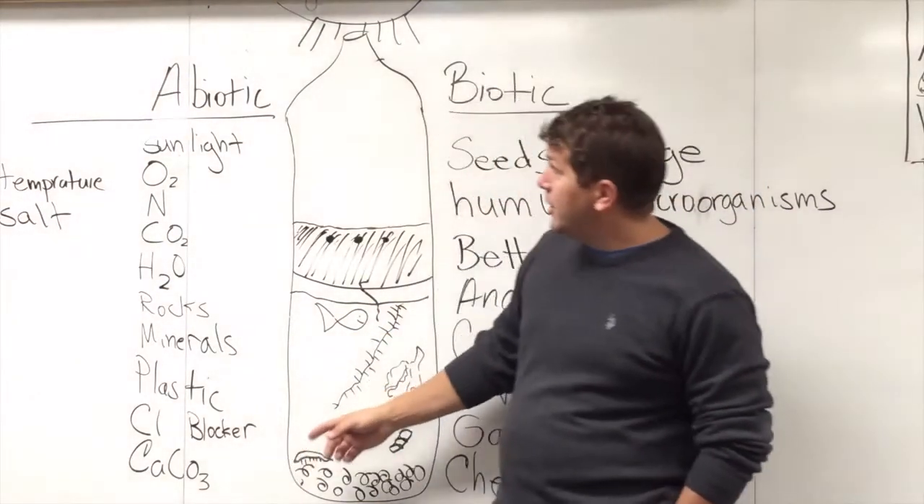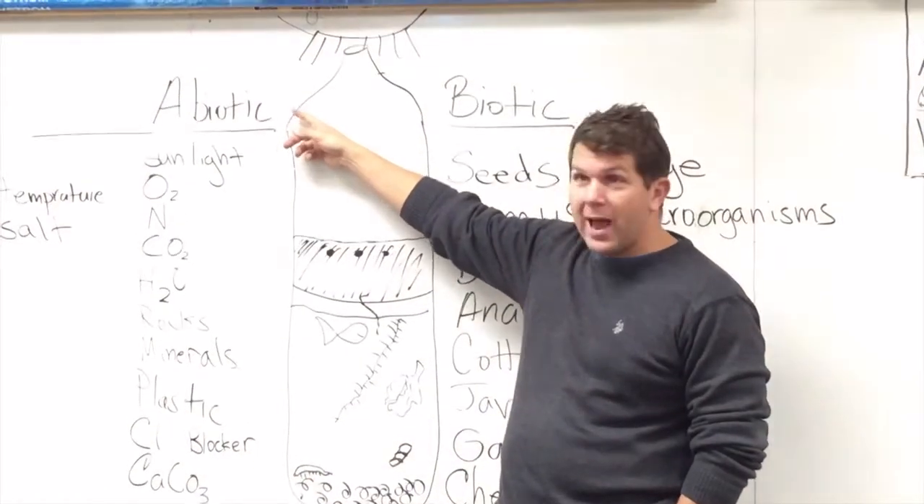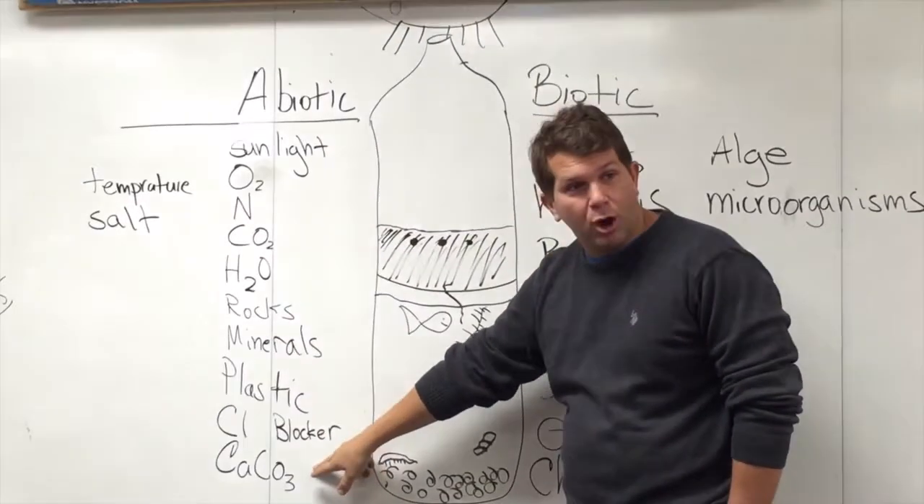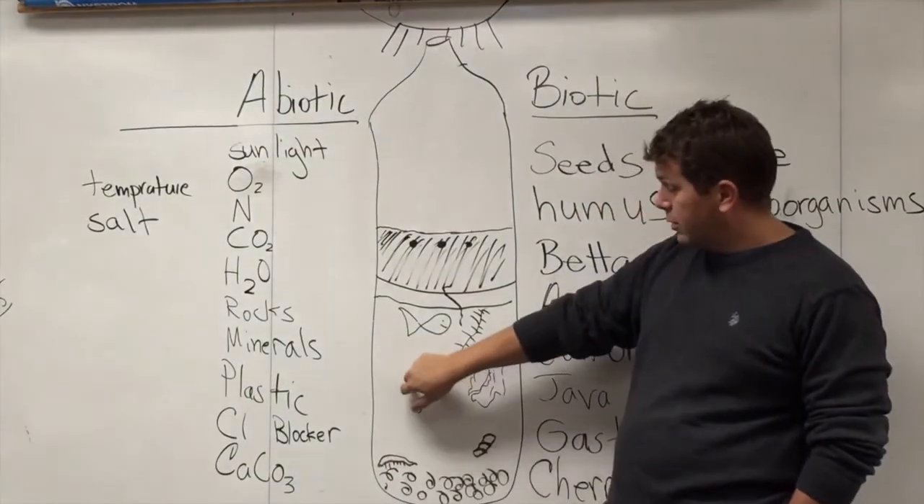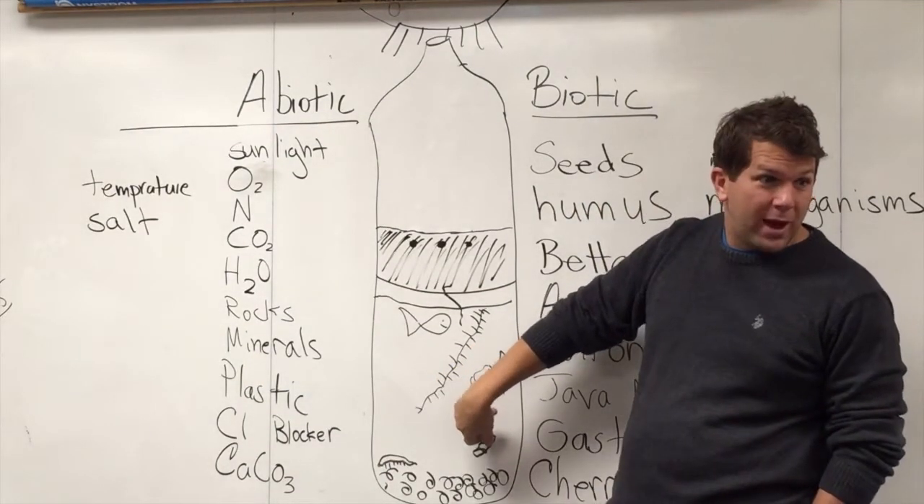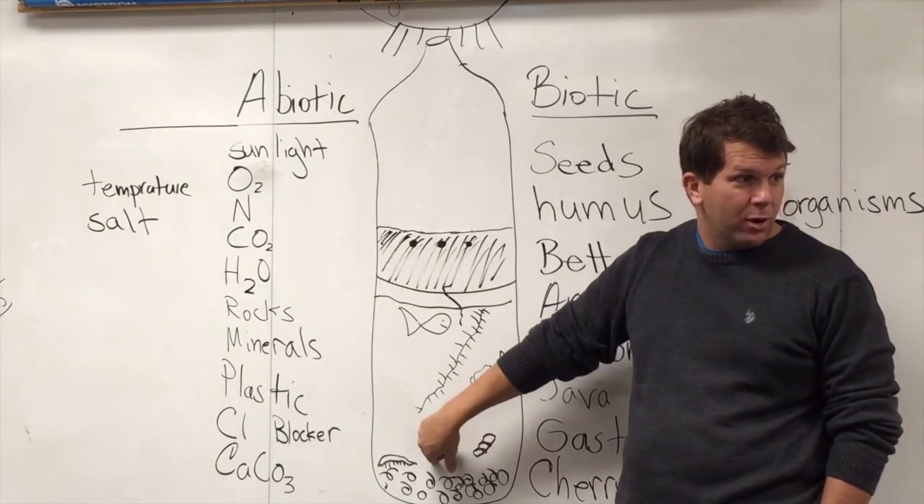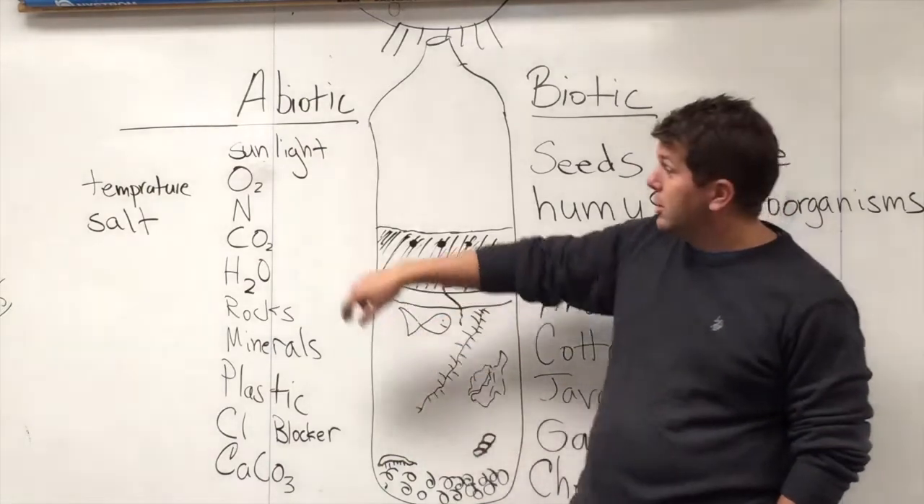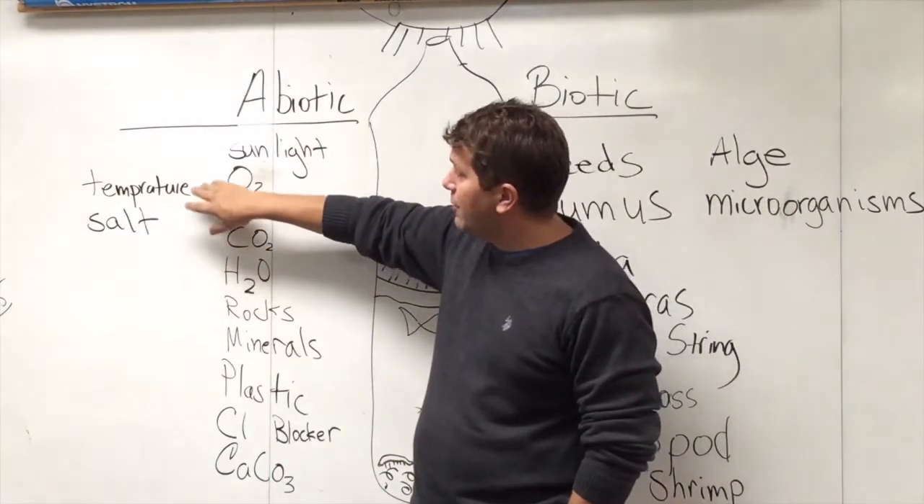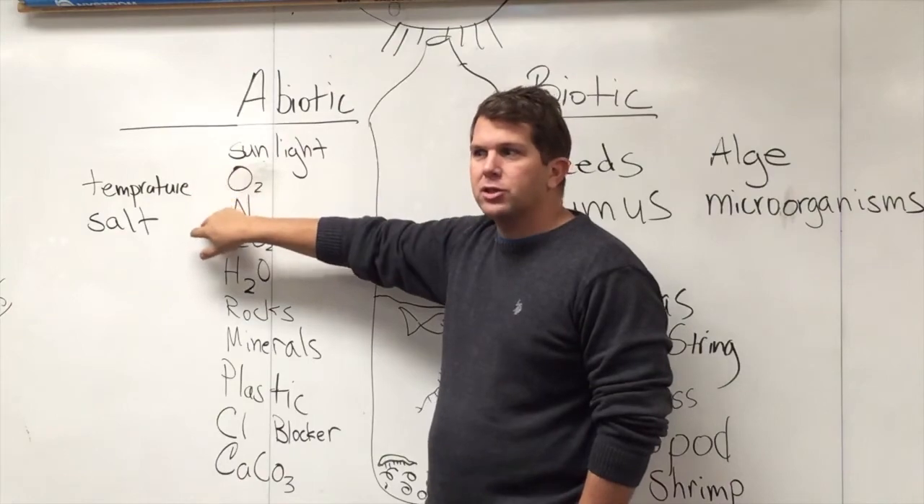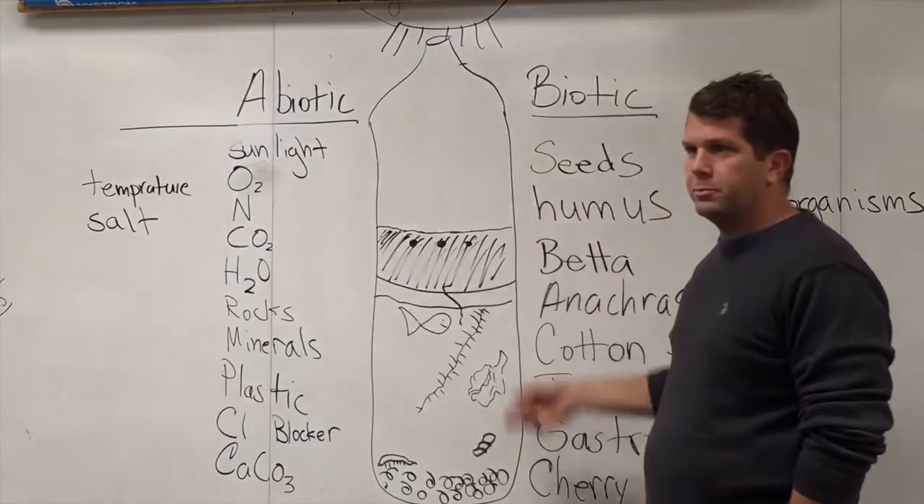And we also added to our abiotic factors: we have the calcium carbonate that is in the water, so the gastropod and the shrimp can make their exoskeletons, or their protection. And we also remembered that we have the temperature and the salt that might be in this water.